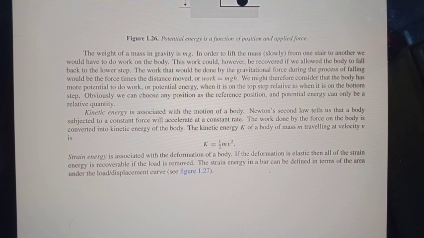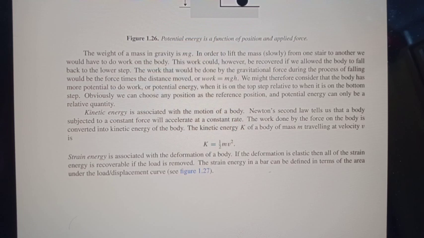This work could, however, be recovered if we allowed the body to fall back to the lower step. The work that would be done by the gravitational force during the process of falling would be the force times the distance moved, or work equal to mgh. We might therefore consider that the body has more potential to do work, or potential energy, when it is on the top step relative to when it is on the bottom step.